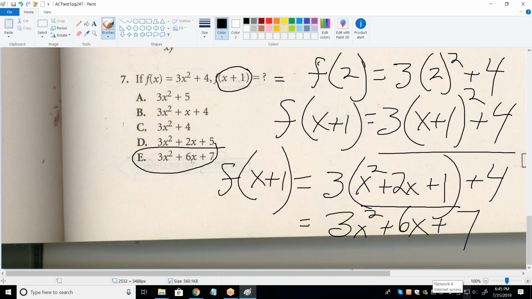Just remember that when they give you a function, f of x, and then they ask you what f of something else is, it doesn't matter if it's a number or x plus 1 or something far more complicated. The answer is you take whatever's in the parentheses and you plug it in for x. That's all you do as a first step, and then you simplify. It's as simple as that.